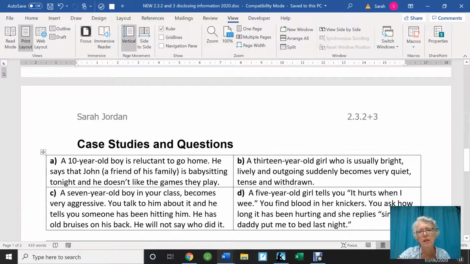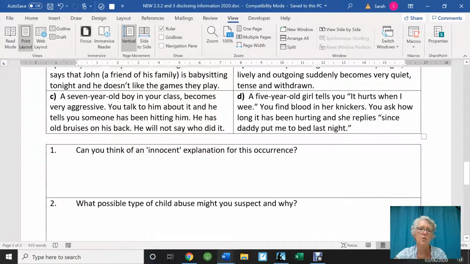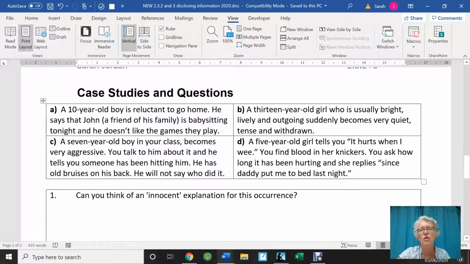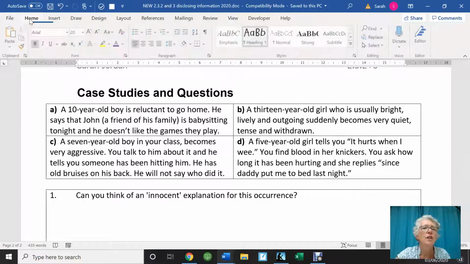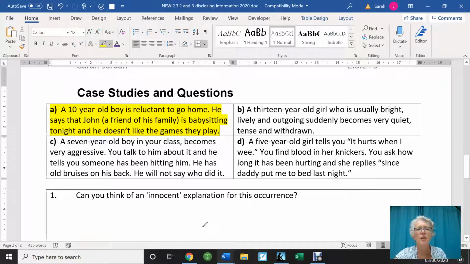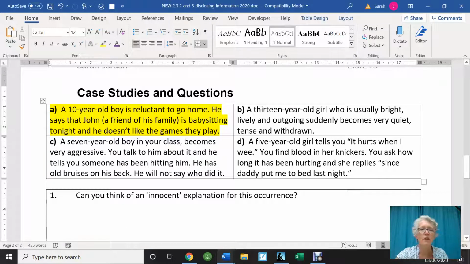Okay, let's go and look at the worksheet then. So in order to answer this question, I've given you here 4 scenarios. You just need to choose one scenario. So you might choose the first one. I'll tell you what you could do. The scenario that you're going to choose, you could highlight. And then I'll know which one you're talking about. So pick whichever one you like.